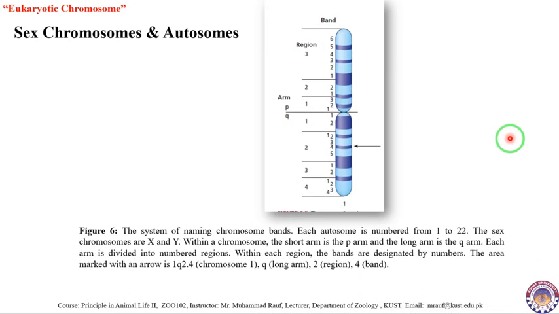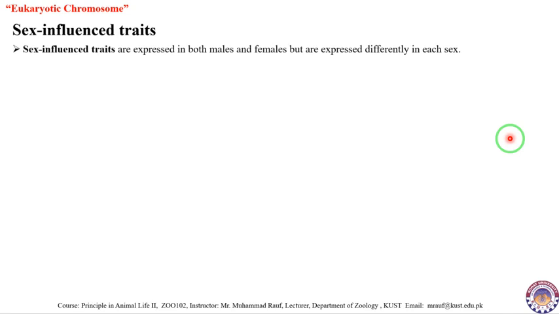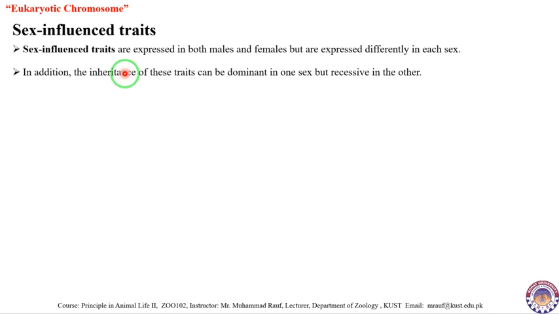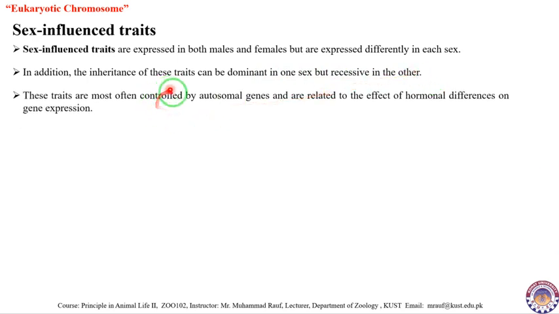Now, sex chromosomes and autosomes. Sex influenced traits. Sex influenced traits are expressed in both male and female, but expressed differently in each sex. It means these traits are present both in male and female, but they are expressed to varying degrees because of the sex. In addition, the inheritance of these traits can be dominant in one sex but recessive in the other. These traits are often controlled by autosomal genes and are related to the effect of hormonal differences on gene expression.